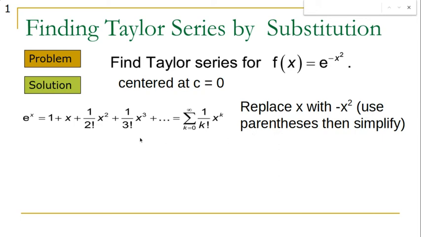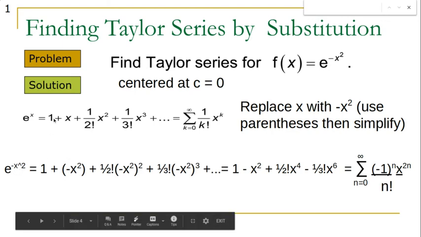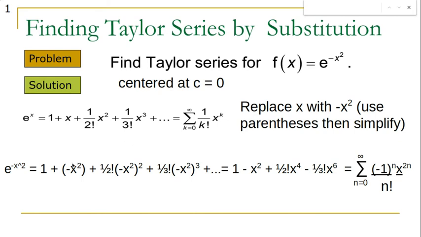So our first step, when we substitute using the parentheses, for e to the negative x squared, the 1 stays the same. Then this x gets replaced with negative x squared. Then this x gets replaced with negative x squared, leaving the coefficient and the exponent. This x gets replaced with negative x squared. And then we simplify. So the 1 stays. Then we get minus x squared. Then the next term is positive because we're squaring the negative. And x squared squared gives you x to the 4th, but the coefficient stays the same, 1 over 2 factorial. Then we get negative, because we have our negative being cubed. X squared cubed is x to the 6th, and the 1 over 3 factorial stays the same.